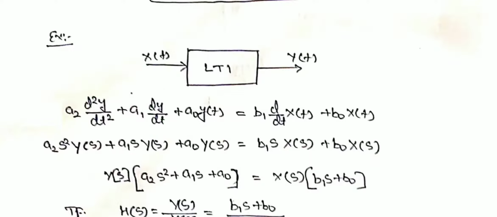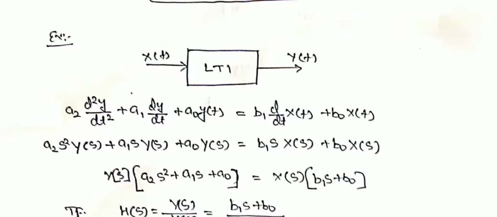Taking Y(s) common, the system becomes Y(s) multiplied with a2 s squared plus a1 s plus a0. Similarly on the input side, X(s) multiplied with b1 s plus b0. Then forming the ratio for the transfer function, H(s) is equal to output upon input, which becomes b1 s plus b0 divided by a2 s squared plus a1 s plus a0.